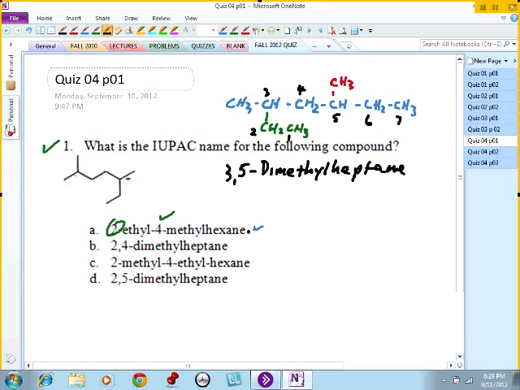So therefore, this name is wrong. This is one of the names that are wrong. Okay, very good. About B, what is the longest carbon chain? The base name for B? Heptane. Okay, so let me start with 7, right?